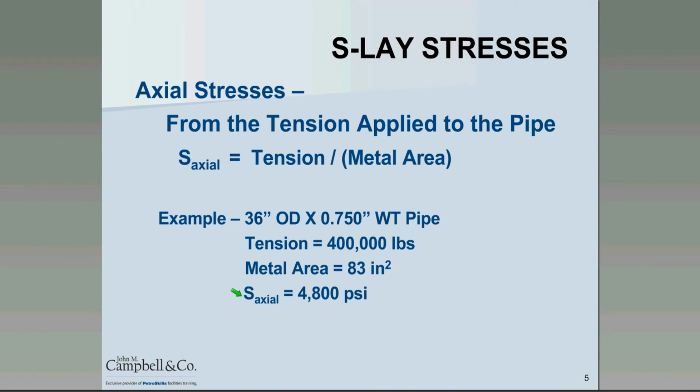For example, if this was a 12-inch pipe, 12.75-inch OD, and instead of 3/4 inch, it was 0.375-inch wall thickness pipe, cut the tension in half, 200,000 pounds instead of 400,000 pounds, you'd find this stress would go up pretty dramatically because of the dramatically reduced metal area. Instead of being about 5,000 psi, it would be over 17,000 psi. So this level of axial stress is very dependent, of course, on the tension as well as the size of the pipe and the overall metal area.